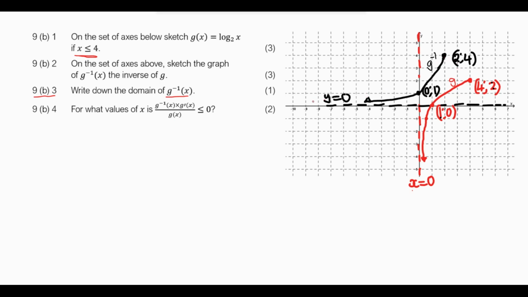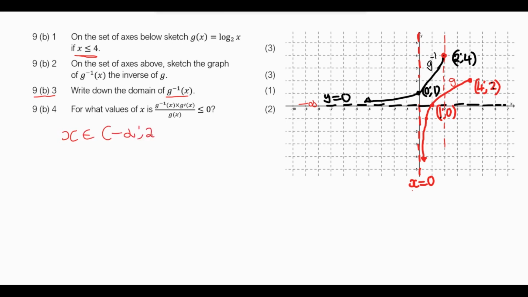We have the x values from negative infinity, but up to 2 for the inverse, from negative infinity up to 2 because it ends here. The domain of our original graph was restricted. Therefore, the domain of our inverse also is restricted. So it means from negative infinity up to 2. That's the domain of our inverse function. So we can say x is an element of negative infinity to 2.